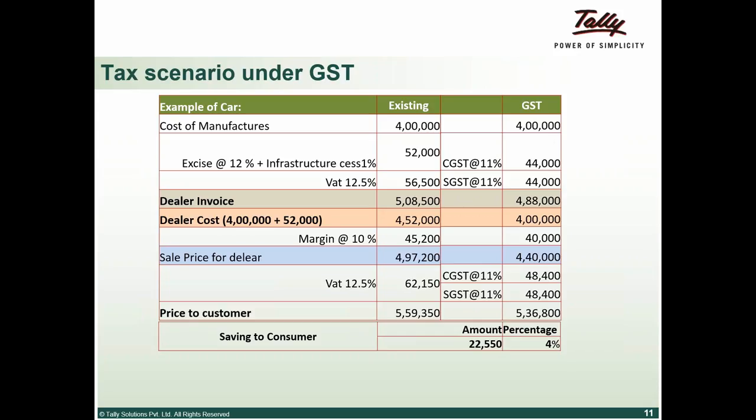But then this is just an indicative example or illustration that you have given. If you see the difference here, it is almost 4% that the final consumer is going to save because of the elimination of the cascading effect of the excise duty and also tax on tax, which is the VAT charged on the excise duty and the assessable value of the cost. Okay, so this explains the elimination of cascading and tax on tax.